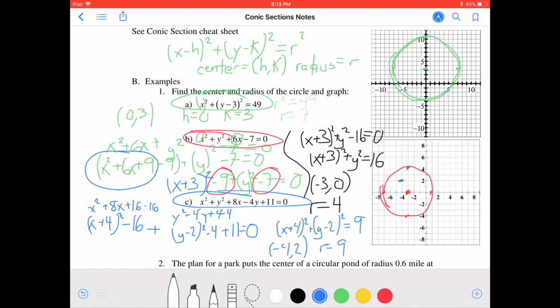So starting at the center, if I count 9 to the right, I would get to positive 5. If I count 9 up, I will get to 11, which is off the graph, but it would be about right here. If I count 9 down, I would get to negative 7, which is on the graph, and that would be right here. And if I count 9 to the left from the center, I would get negative 13, which is definitely off. So let's just try to connect to our best ability.